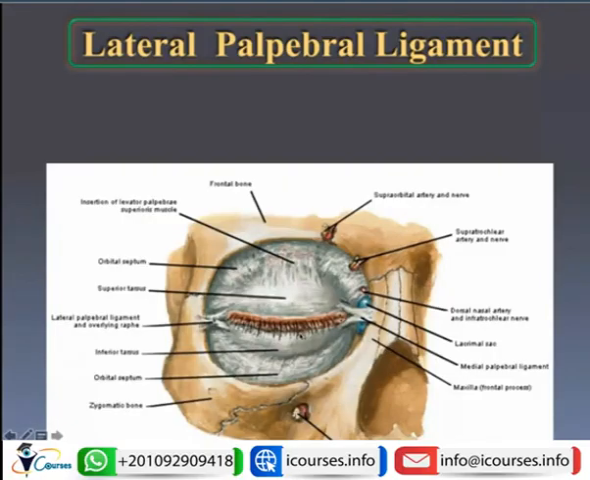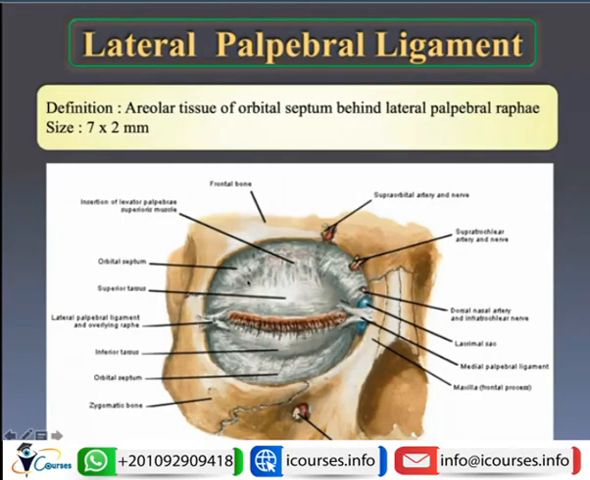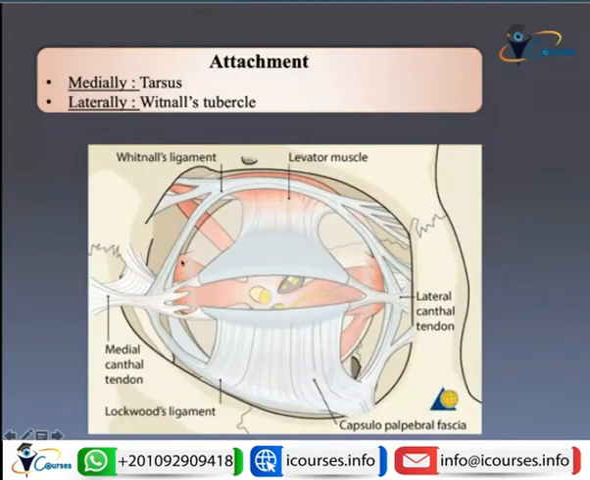Okay, so now we will discuss the lateral palpebral ligament. The lateral palpebral ligament is a tissue of the orbital septum behind the lateral palpebral raphe. So we said that the lateral palpebral raphe is the most anterior, and behind it will be the lateral palpebral ligament. The size of the lateral palpebral ligament is 7 by 2 millimeters, and it is attached medially to the tarsus, as you can see here, and laterally to the Whitnall tubercle. So it is the lateral canthal tendon or the lateral palpebral ligament. Again, it is one of the attachments of the Whitnall ligament.